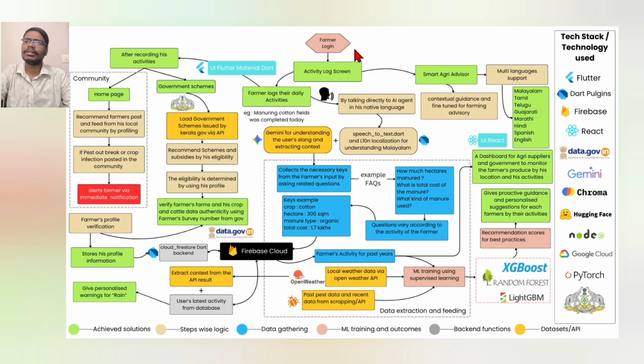Our farmer will log in with their credentials after signing up. After logging in, it will take the farmer to the log activity screen. The farmer will log their activity. That's how we track the farmer's activity. Let's see what the log activity screen contains.